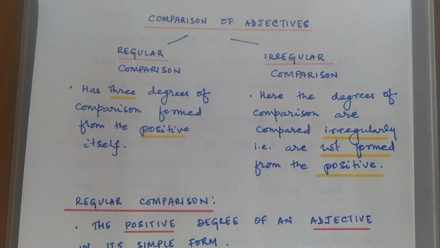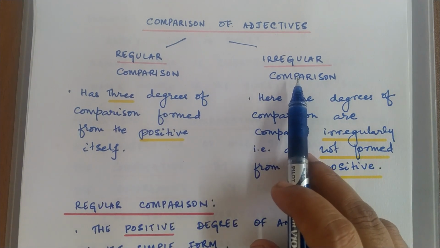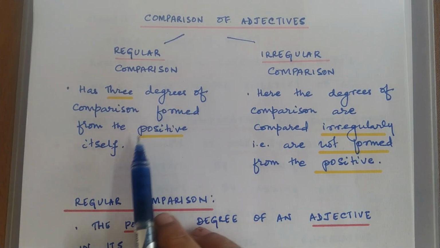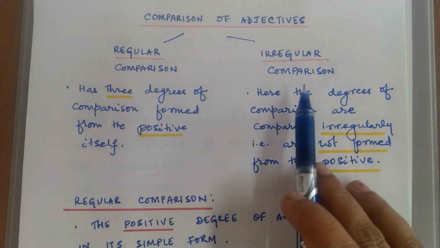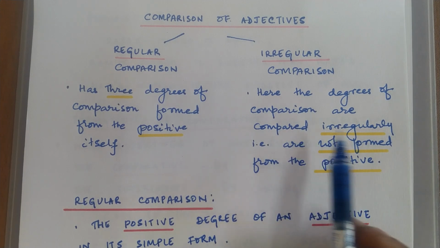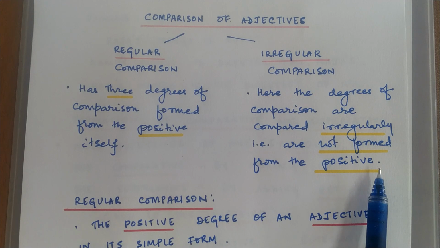Hello students, today we are going to study about comparison of adjectives. Now adjectives can be compared on two bases. One is regular comparison and the other is irregular comparison. Now regular comparison has 3 degrees of comparison formed from the positive adjective itself, whereas in irregular comparison, the degrees of comparison are formed irregularly, that is they are not formed from the positive adjective itself.